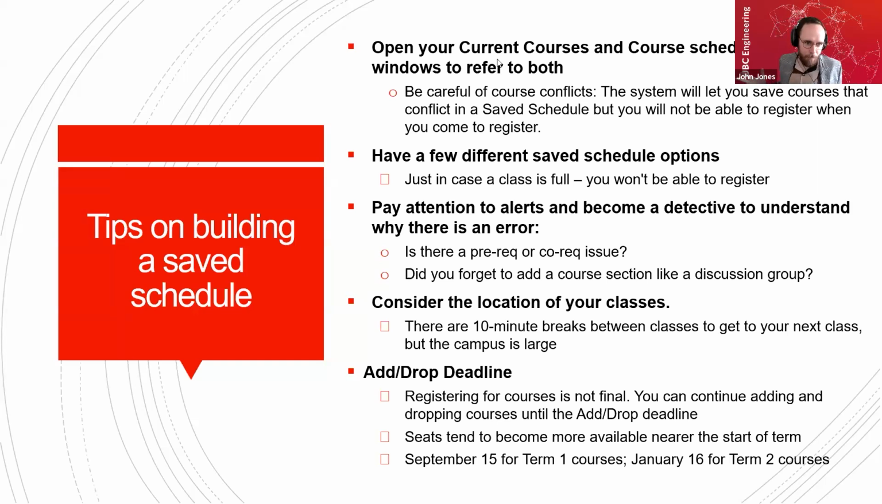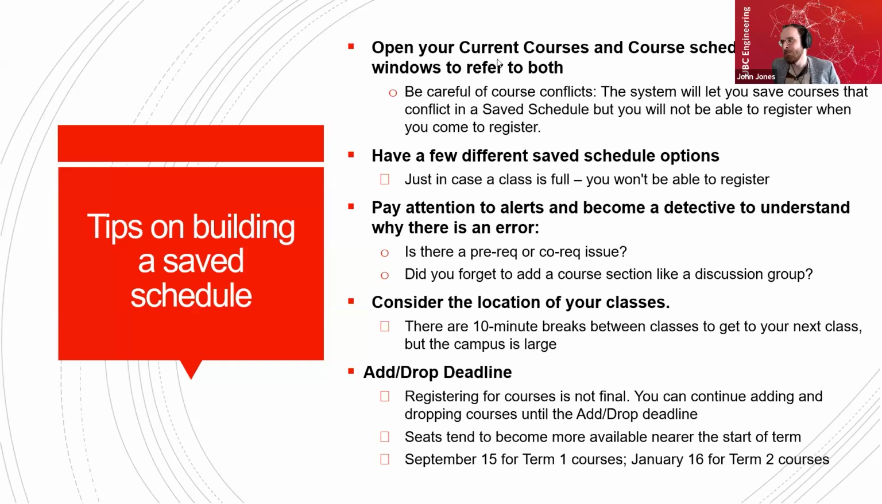Now, you may have an alert pop up when you go to register, and we'd always recommend getting out the magnifying glass and becoming a detective to figure out why an error might be there. Is there a prereq or co-req issue? That's going to be much more apparent when it comes to second year and above classes. If you're looking to take one of those humanities of an upper year level, it may be that there's a prerequisite that you need to meet in another course beforehand.